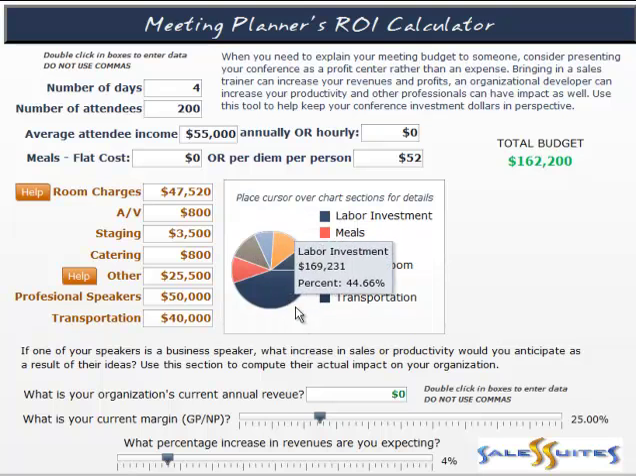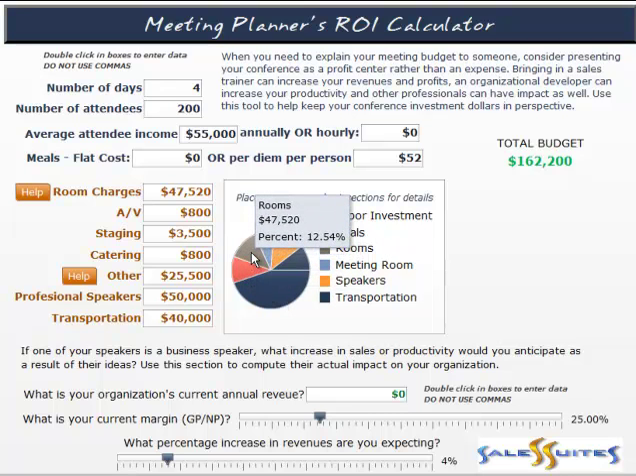Now we have a pie chart that shows all of the cost associated with their meeting, but their meeting budget does not include labor, because they're going to pay their employees anyway. But here we see the total investment this organization is making in a meeting. Labor investment, $169,000. And meals, $41,000, rooms, $47,000. And right now their speaker budget is only 13% of their total budget. And yet it is the speaker that is most likely to make the changes in the behavior that they want.